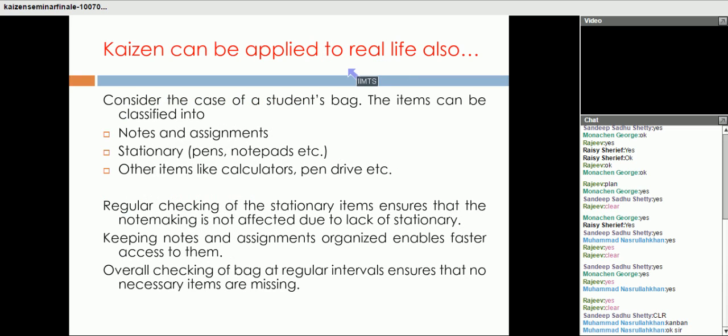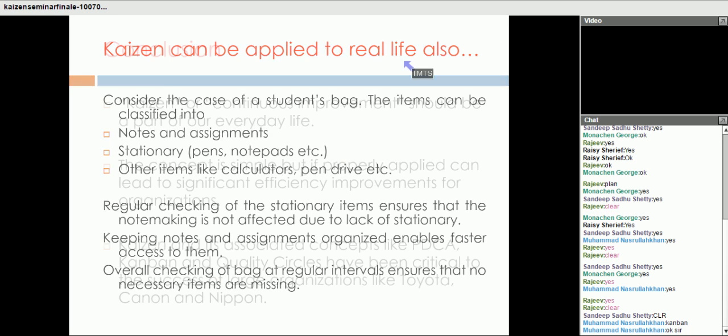So Kaizen can be applied to real life also. Consider the case of a student bag. The items can be classified into notes and assignments, stationery, pens, notepads, etc. Other items like calculators, pen drive, etc. Regular checking of the stationery items ensures that note making is not affected due to lack of stationery. Keeping notes and assignments organized enables faster access to them. Overall checking of the bag at regular intervals ensures that no necessary items are missing.